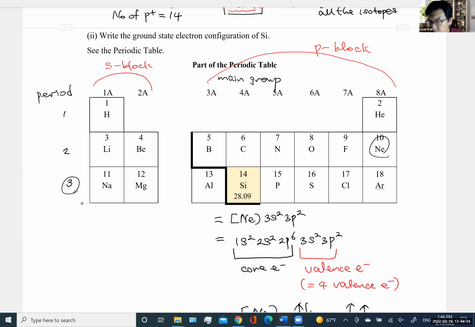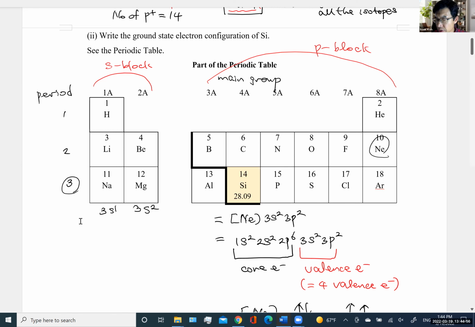Here is period 3. The first two columns are the s block. The right-hand side six columns belong to the p block. So sodium has 3s1 and magnesium has 3s2. Aluminum has 3s2 and 3p1. Silicon is adding one more electron in the 3p subshell, 3s2, 3p2. So when you write all of it, neon, the core, is 1s2, 2s2, 2p6. Neon has 10 protons and 10 electrons.